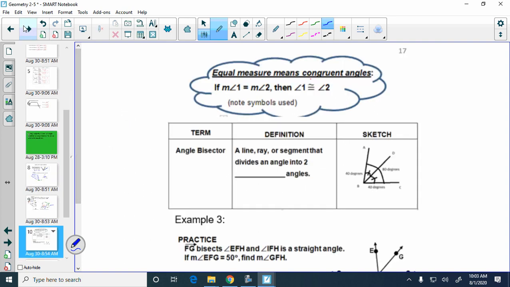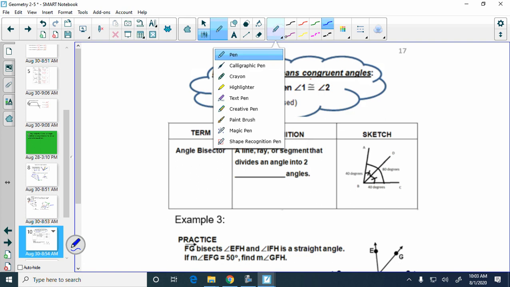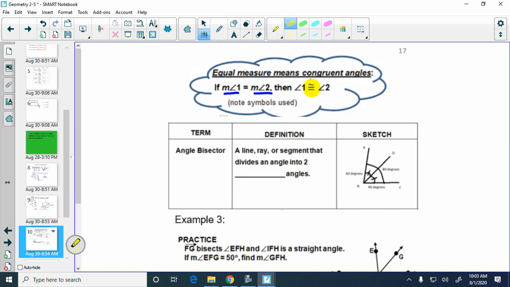Now the next part talks about an angle bisector. So if we know two angles have equal measures, then we say that these two angles are congruent. And that little symbol that I've highlighted in yellow means congruent. It's an equal sign with a little tilde over it. And I would say that the angles have equal measures, but the shapes of them are congruent. So congruent means same size and shape.